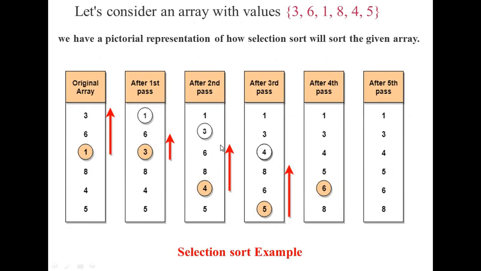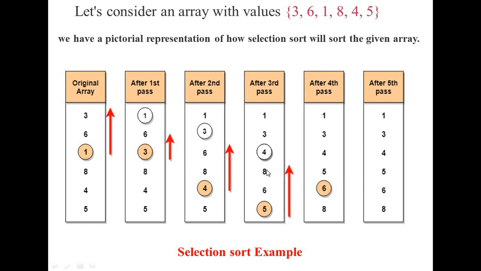Now you can see, after the second pass, the first position and the second position both are sorted here. Now from the remaining elements 6, 8, 4 and 5, we'll choose which one is the smallest number. So here 4 is the smallest number. Now we'll replace the element at the third position with this 4. So this is 1, 3, and this 4 will become the third element. So 1, 3 and 4 will all be sorted here.